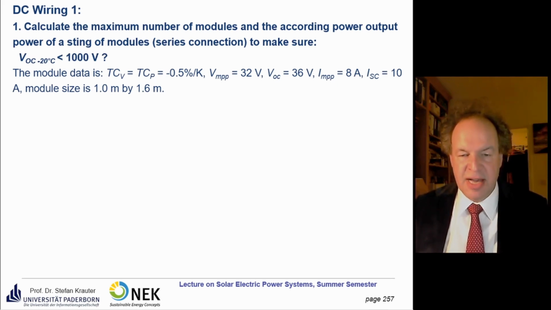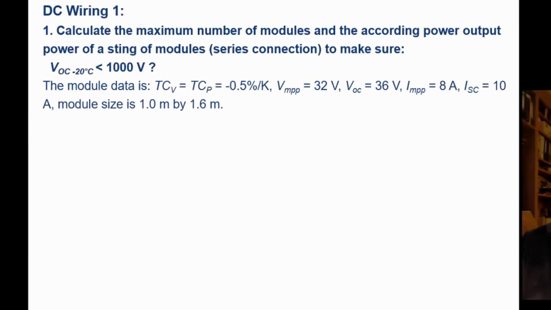So the first task is what's the maximum number of modules in order to keep the system voltage below 1000 volts. That's important because if we go beyond 1000 volts, we have different standards and different safety requirements. Also some of the subsequent components, for example a charge controller or most often a grid inverter, have a certain voltage limitation and we have to consider it. If you went beyond a certain voltage, it even could be damaged.